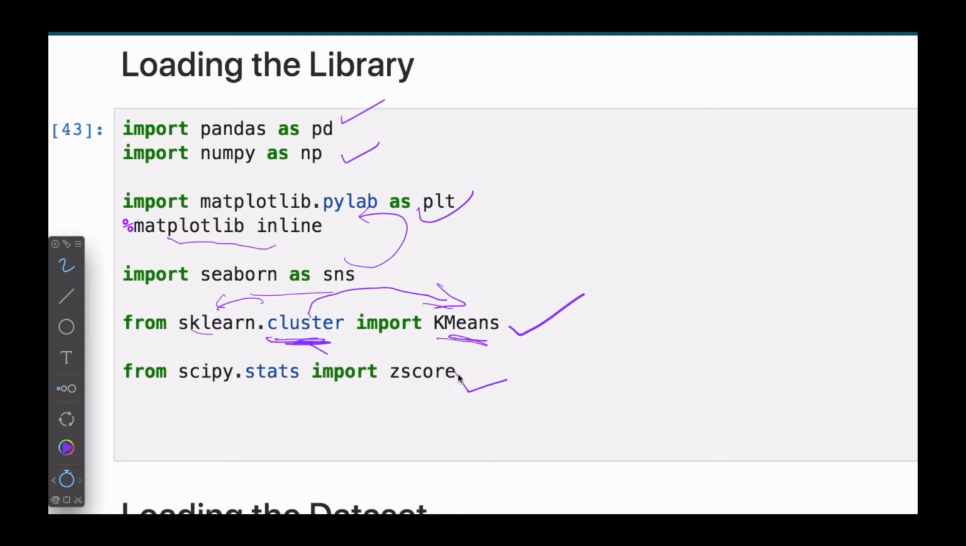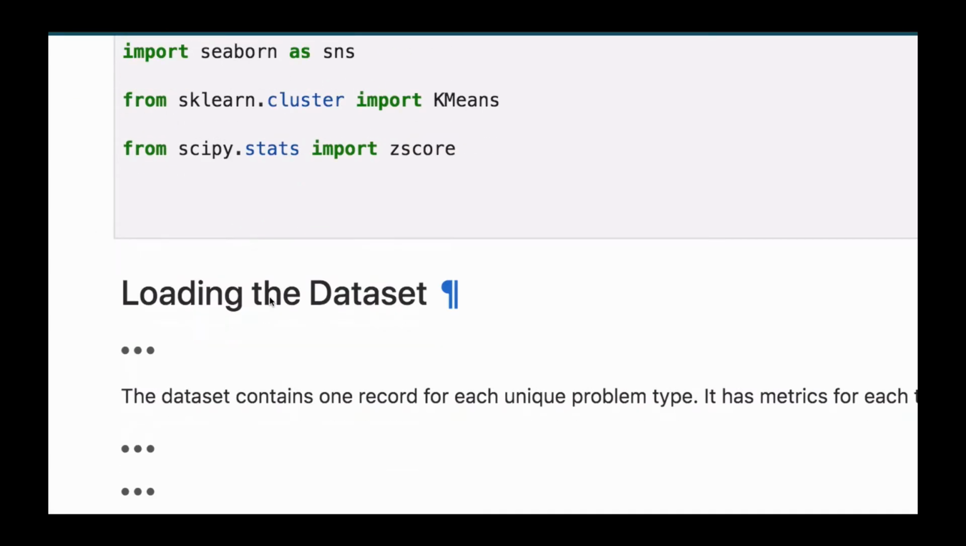This is the one that we've not worked with so far. We've worked with z-score in our previous videos, just to scale our data, and we're going to do that just like we did in the previous videos. So the only one that we've not worked with so far is this k-means, and that's what we're going to use moving on from here. These are the libraries that we're going to use.